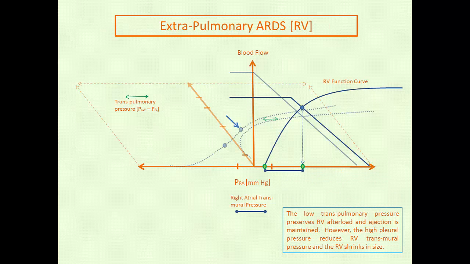The low transpulmonary pressure tends to preserve the RV afterload, so there isn't that great big increase in RV afterload that you see with pulmonary ARDS, and so RV ejection is maintained. But the high pleural pressure or the high intrathoracic pressure reduces the right ventricular transmural pressure and has more of a preload effect, so the RV tends to shrink inside. So with a breath on top, again, there's minimal or no change in the right ventricular afterload or right ventricular function. It just continues to shrink the preload of the RV, so you have less of a transmural pressure and more of a preload effect in extrapulmonary ARDS.